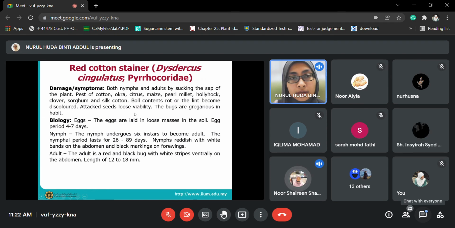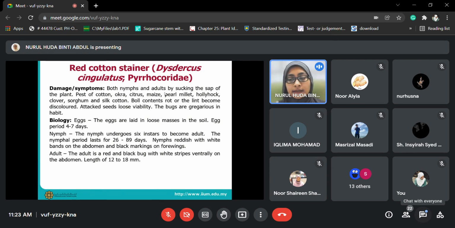Yes. Okay, so you can see the slide kan, red cotton stainer. Okay, so here is the different order. Okay, tadi kita dah tengok beetles, all the beetle weevils and so on. So under Coleoptera. Now we have different order which is hemipterans, okay, from family Pyrrhocoridae, okay, or red cotton stainer, Dysdercus cingulatus. Okay, the damage bila kita cakap pasal hemipteran, so it's actually sap-sucking insects.